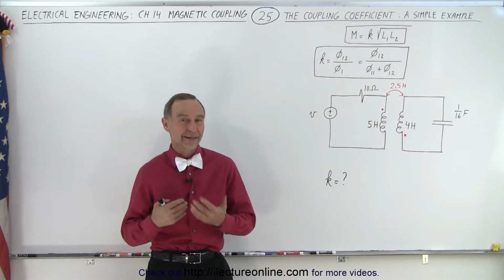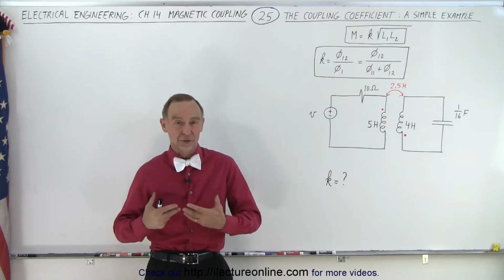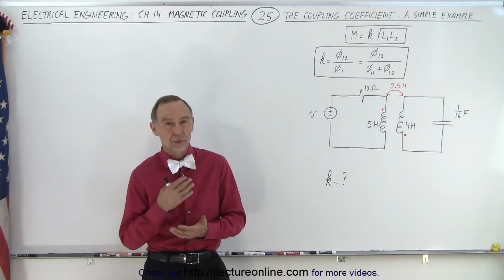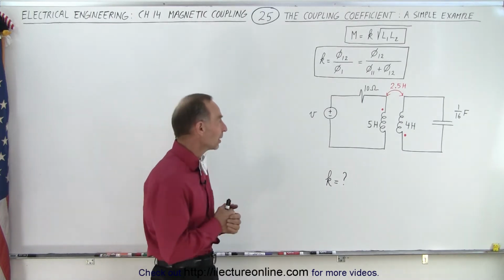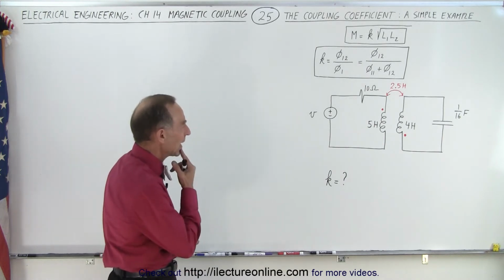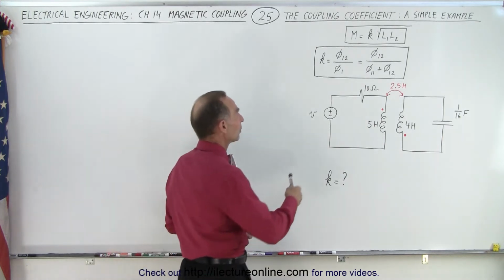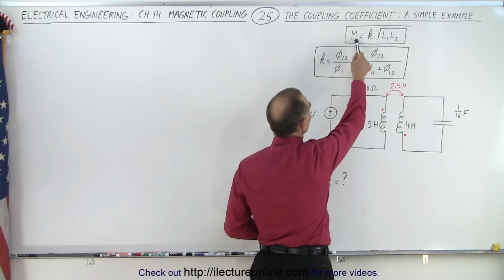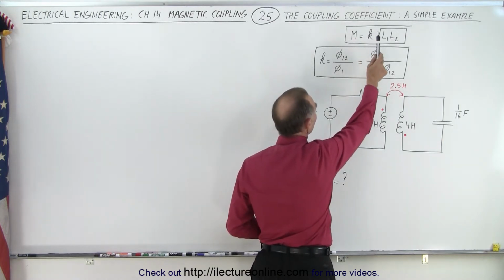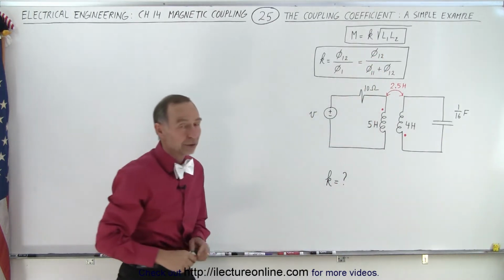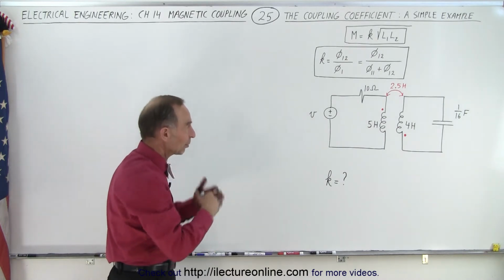There's nothing like a simple example to help us understand certain concepts. In this case, the mutual coupling coefficient. And we have the equation up here. We know that M, the mutual coupling, is equal to the coupling coefficient times the square root of L1 times L2.